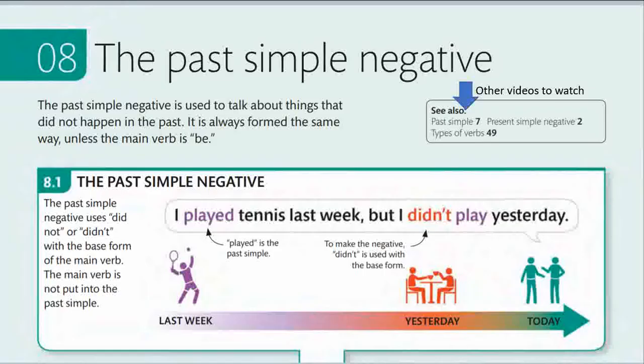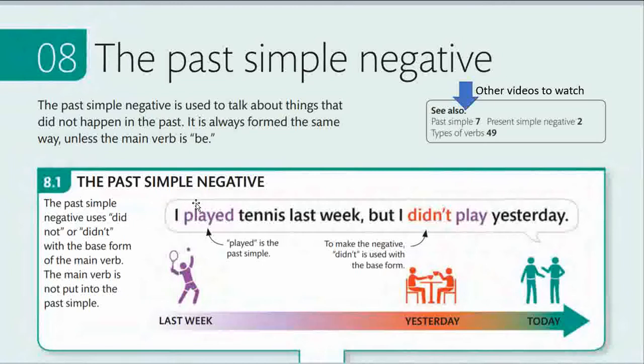The simple past in the negative connotation. The negative simple past or the simple past negative is used to talk about things that did not happen in the past. It is always formed the same way unless the main verb is be form. Now, it is formed in the same way means only the word not is added, that is all, and the construction is done. So let us dive into it and see how it is formed.